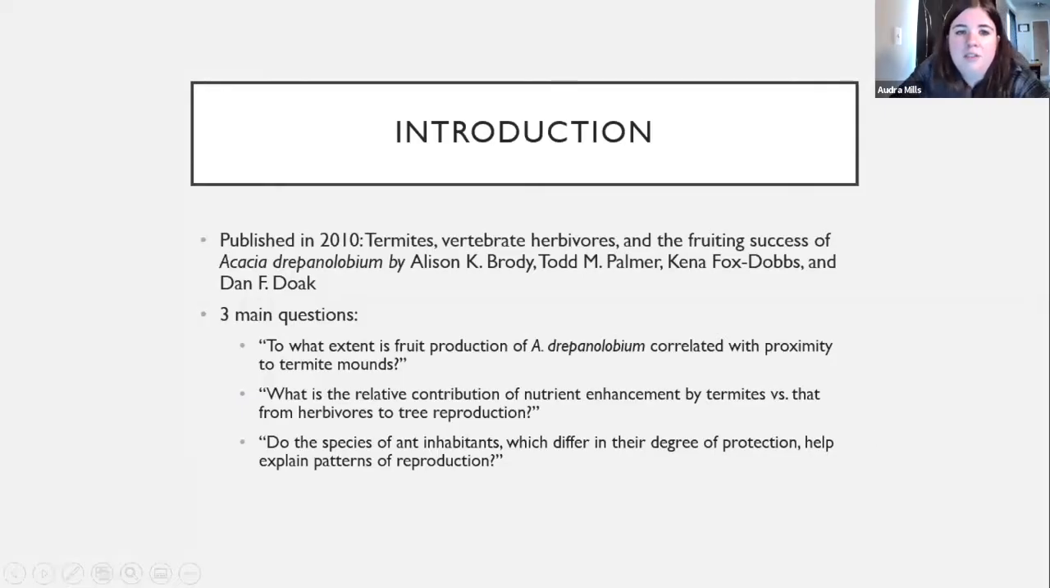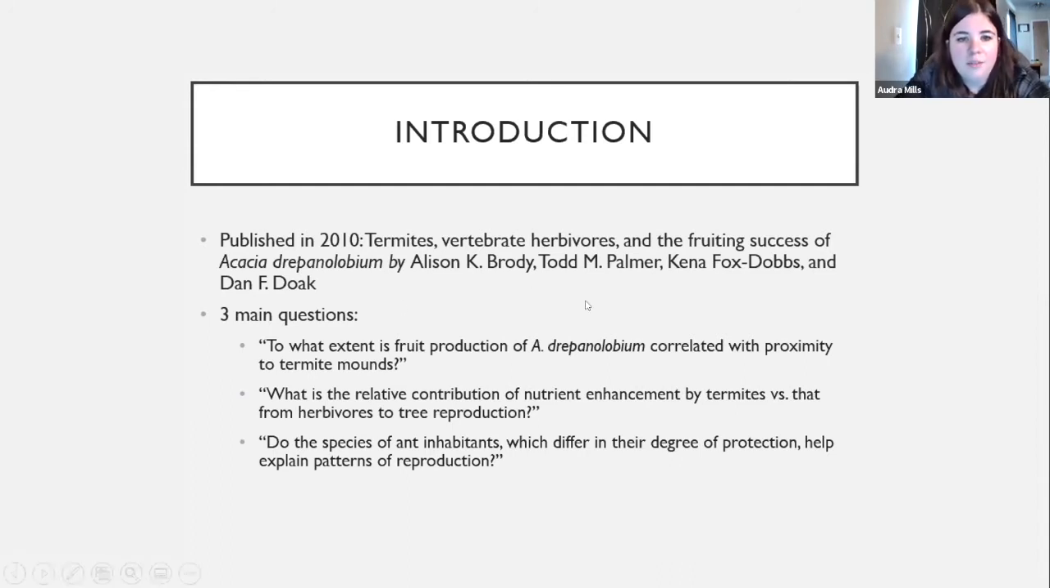I'm mostly going to be concentrating on a study that was published in 2010 called Termites, Vertebrate Herbivores and the Fruiting Success of Acacia drepanobium. That was done by Allison K. Brody, Tom M. Palmer, Keena Fox Dobbs, and Dan F. Doak. And in this study, they wanted to find the answer to three main questions.